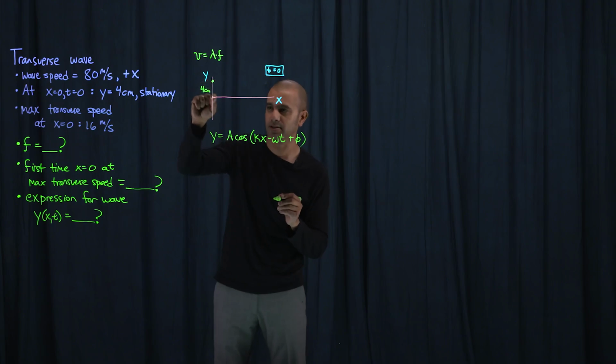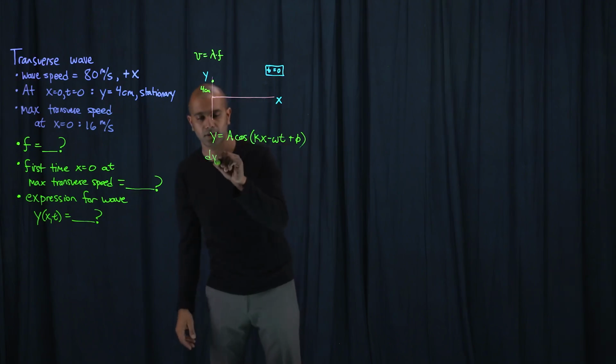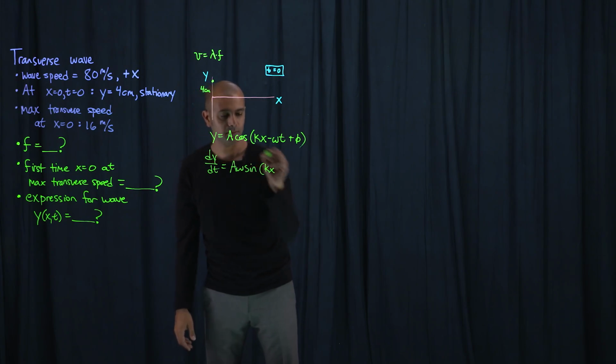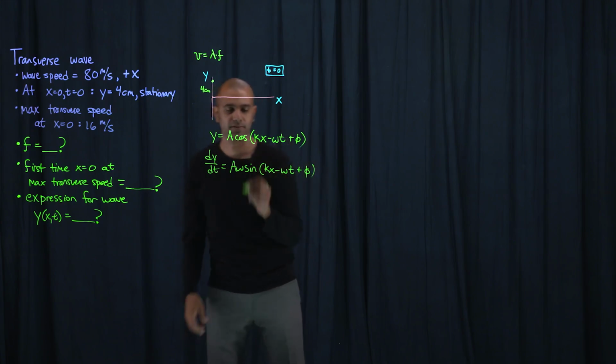In other words, at this point at x equals 0, its distance is 4 centimeters, but I want to find out what its velocity is. In other words, how is y changing? dy/dt. So if I just take a simple derivative of this expression, I think you get some minus signs that cancel, and you have an omega that comes out to the front.